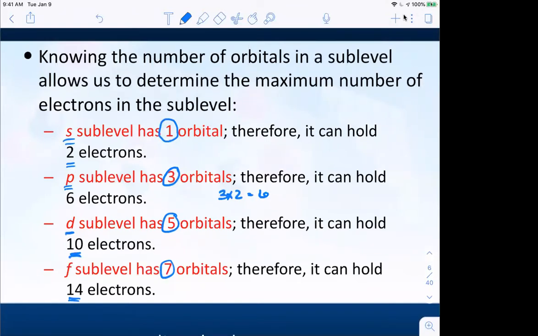So anytime I'm filling a particular subshell, I'm going to fill that before I move on to the next one. My s sublevel will have 1 orbital in every energy level. 2 electrons go into that. If I have an energy level that has p orbitals, that starts at the second energy level, right? I would fill the 2s with 2 electrons, and then I would go over and get the 2p. There are 3 orbitals, so I can put 6 electrons in that subshell.